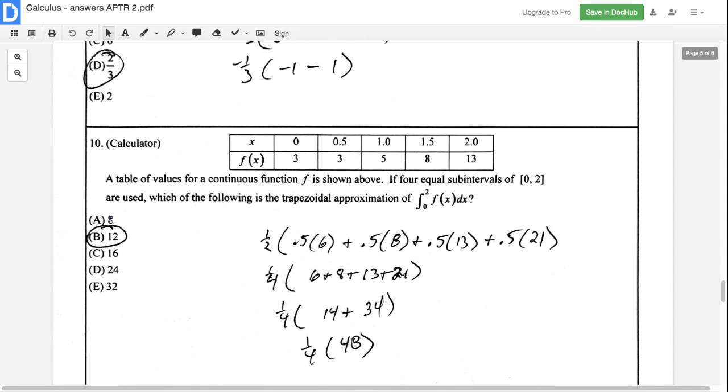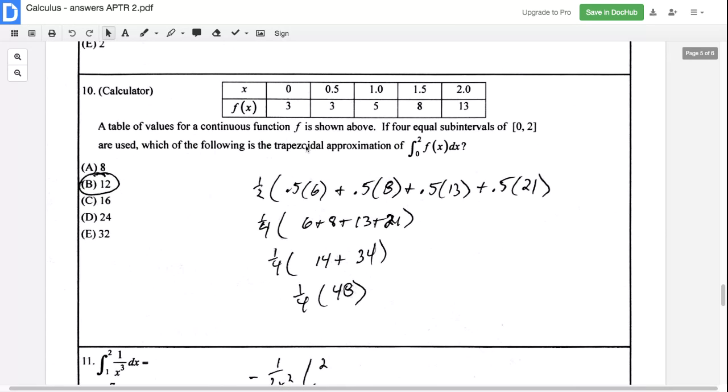All right, number 10, table of values. We want to do 4 equal subintervals, and we want to do a trapezoidal approximation. So we're going to have the 1/2 out front. Then I need the distance between the x's times the y's added up.